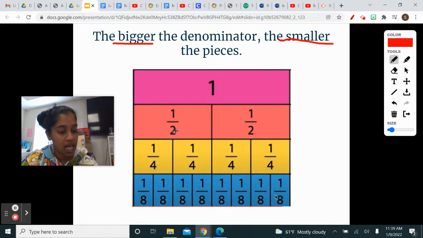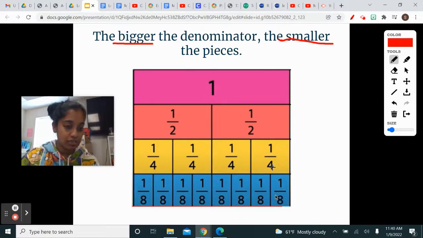Now, what would happen if I cut my whole into 4 pieces? That 1/4 is smaller than 1/2 and even smaller than 1 whole. Now, what would happen if I cut that whole into 8 pieces? That 1/8 is smaller than 1/4, which is even smaller than 1/2 and the whole. So what I'm noticing is as my denominator, my number on the bottom, is getting bigger, my pieces are actually getting smaller because I'm cutting them into smaller pieces.